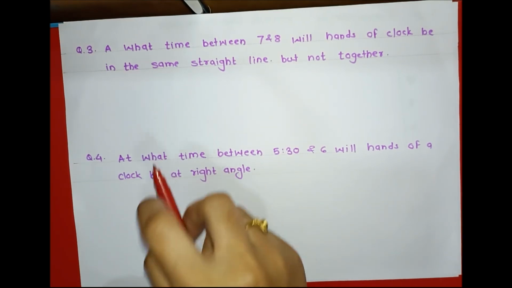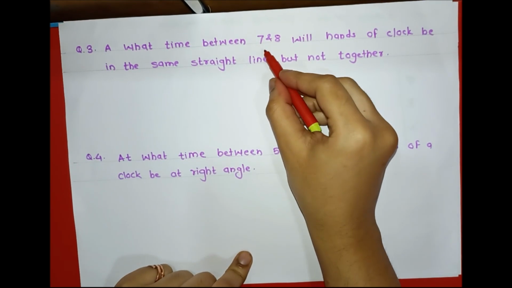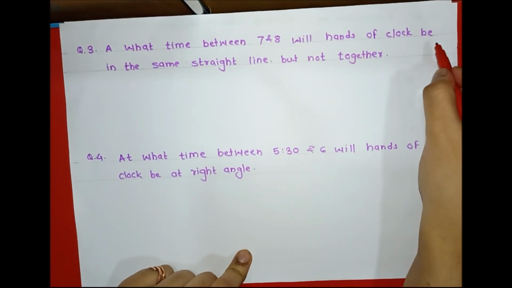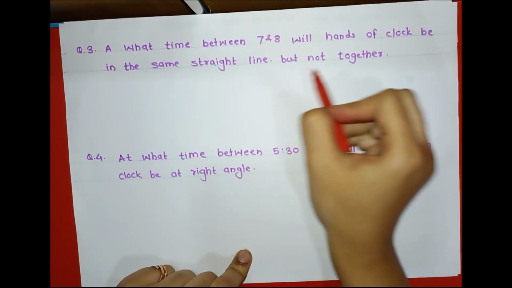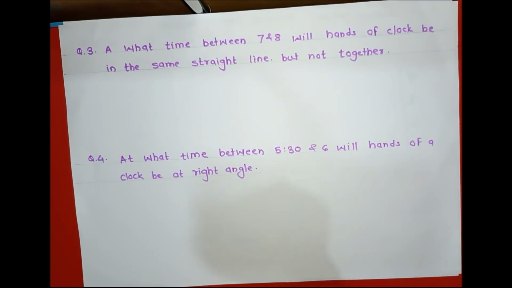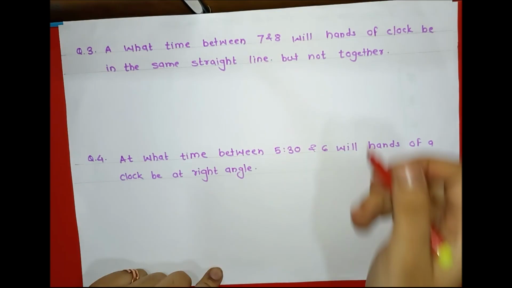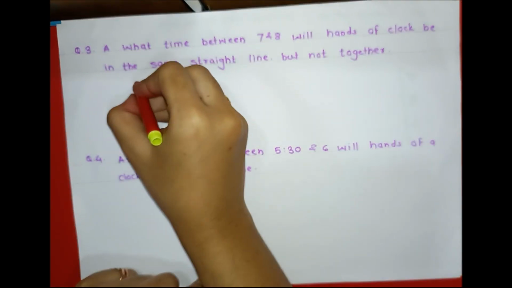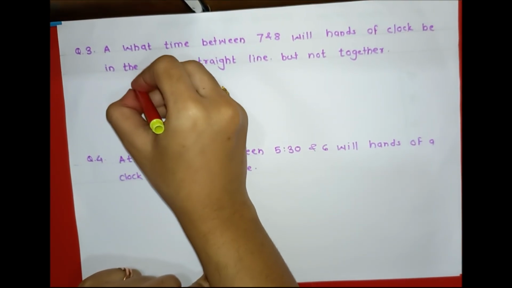We have another question. At what time between 7 and 8 will the hands of a clock be in the same straight line but not together? So the hands are in a straight line but not together. This means they are forming an angle of 180 degrees. So let's use the theta formula again.